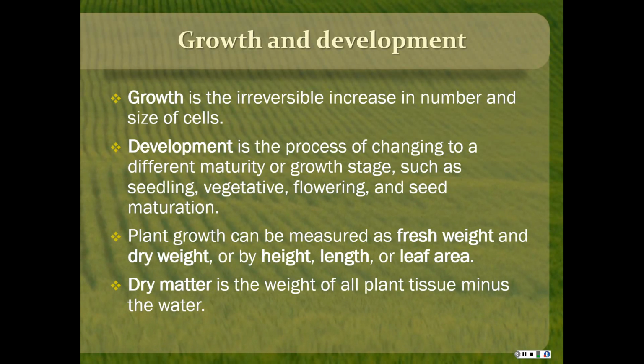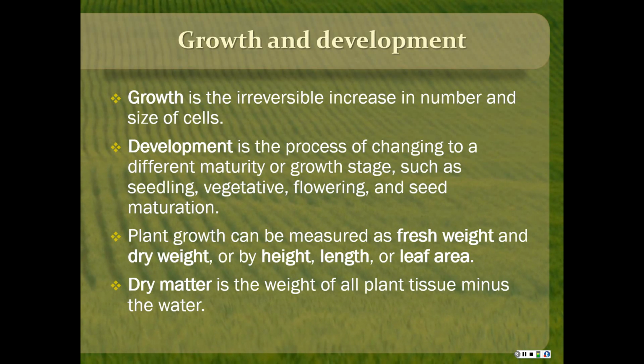And then there are different ways to measure plant growth. It can be measured as fresh weight or dry weight. Fresh weight is just like you would cut down or harvest the whole plant and weigh it exactly as it is before it dries. And then dry weight is drying it down and measuring just the dry plant material. And you can also measure height, length, leaf area, things like that.